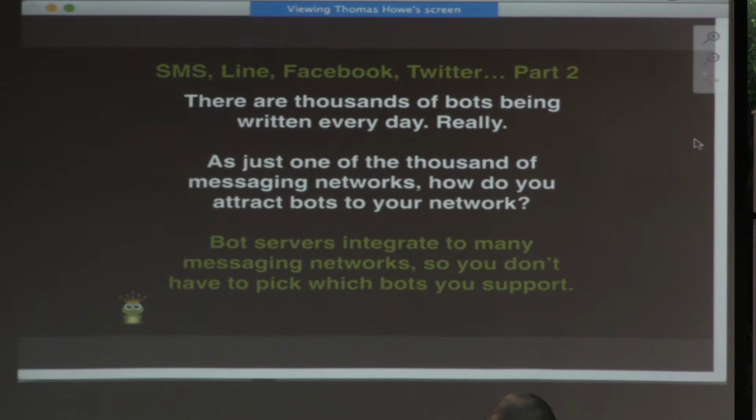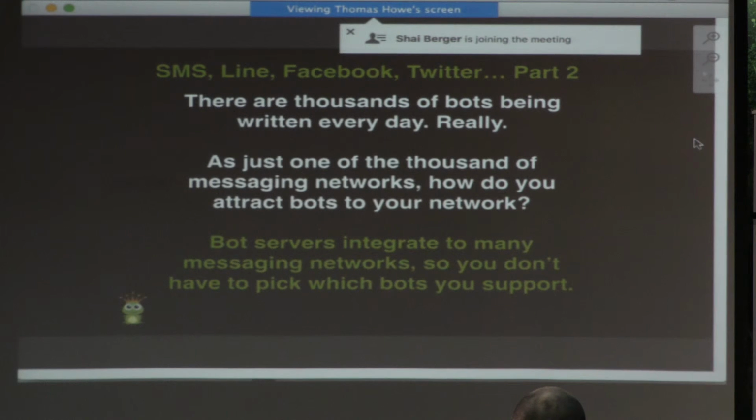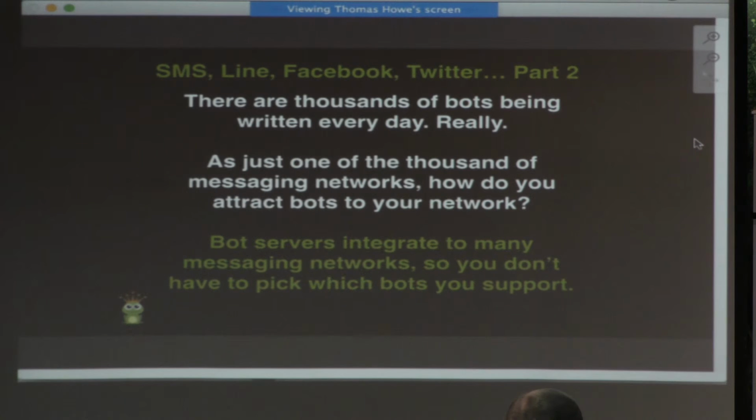Well, there's a part two of this problem, which is the other direction. So again, if you're paying any sort of attention, you have to recognize that there are thousands of bots written every single day. And that's really and truly an amazing amount of effort being put into them, and I understand why. But imagine your position as running a messaging network. There are thousands of them. How is it that you're supposed to encourage these people who are writing thousands of bots to write them to your network? Well, again, it's actually the same answer. Because bot servers integrate to many messaging networks, you don't have to pick which bots you support. You don't have to worry about being able to write Watson bots to your network, even if you have a little network, because all you would need to do is support your network, and Watson's going to do its thing.